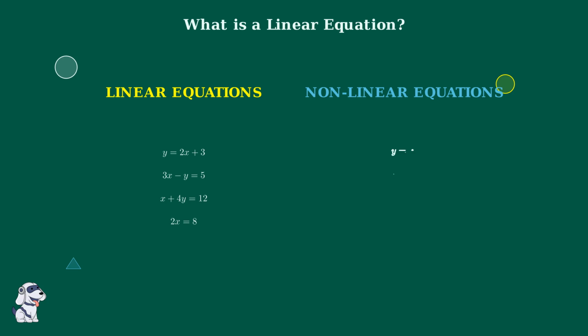In contrast, these are nonlinear equations. The first has x squared, the second has x under a square root, the third has variables multiplied together, and the fourth has x cubed. See how the nonlinear equations have variables with powers greater than 1, or variables under roots, or variables multiplied together. These features make them nonlinear.